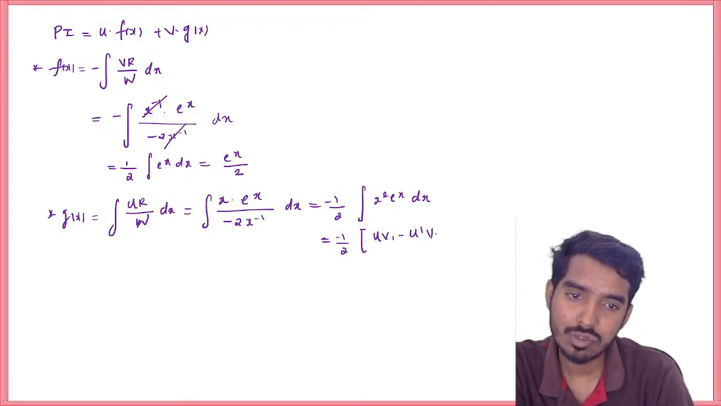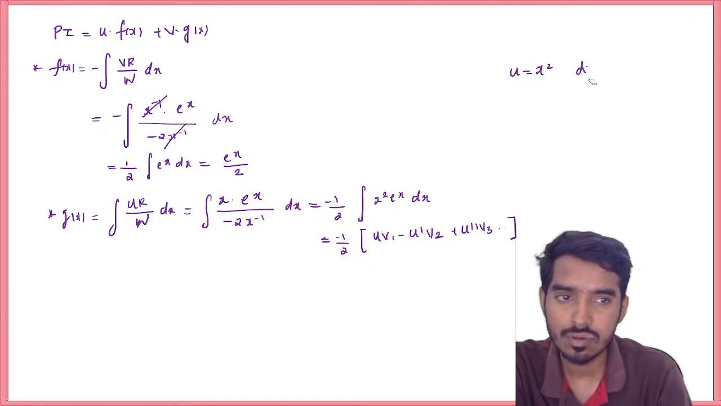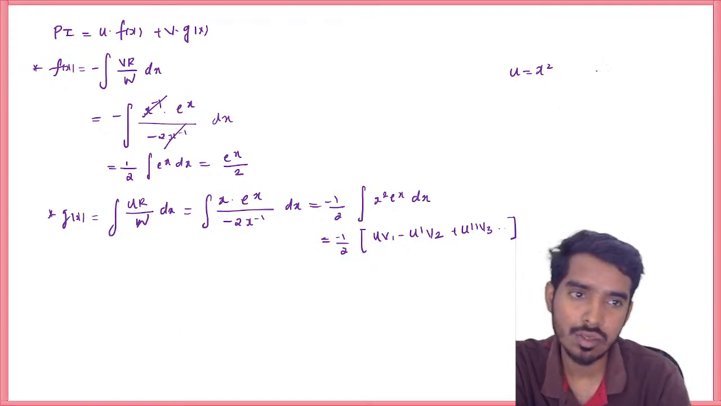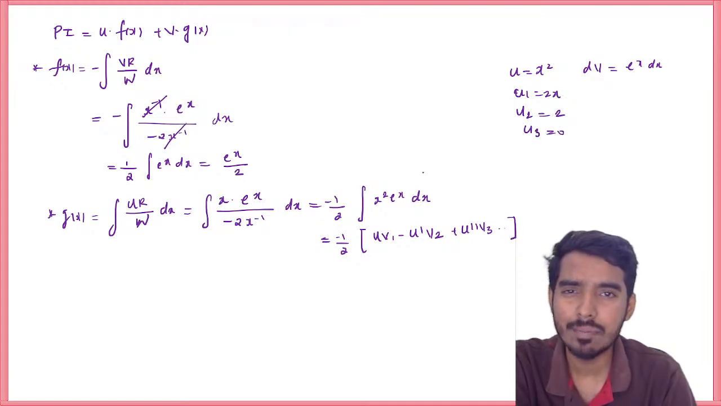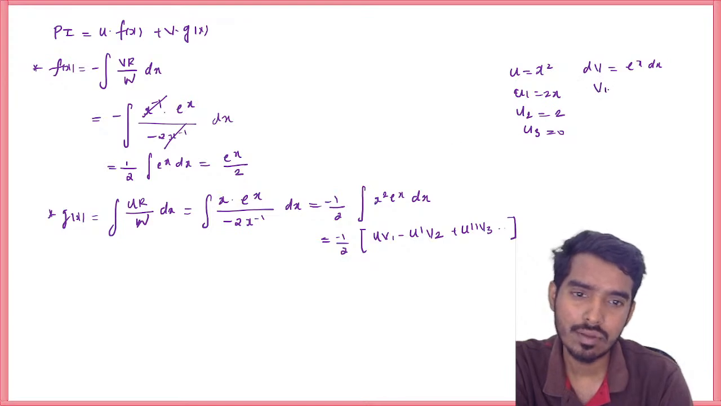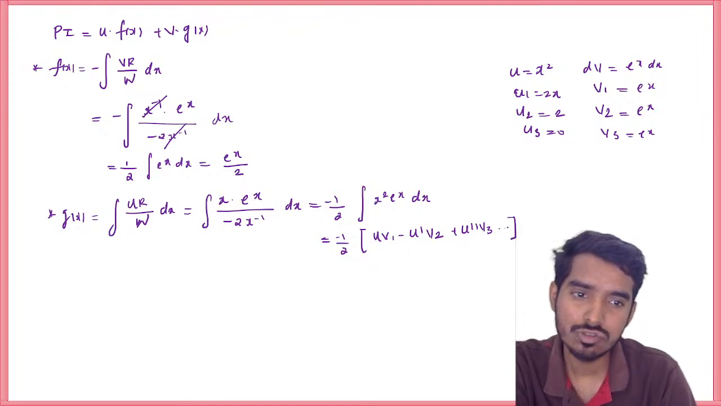uv1 minus u dash v2 plus u double dash v3 and so on, right? What is u here? u is x square, dv is e power x dx. u1 is 2x, u2 is 2, u3 is 0. Or you can also apply integration by parts twice. So v1 is e power x, v2 is again e power x, right? So u double dash is 2, so u triple dash is 0.